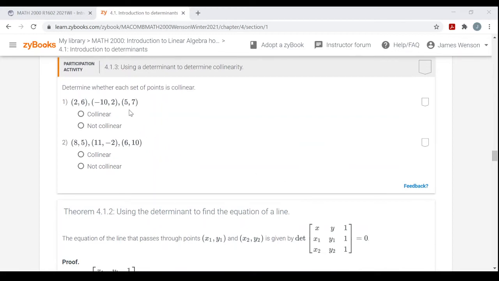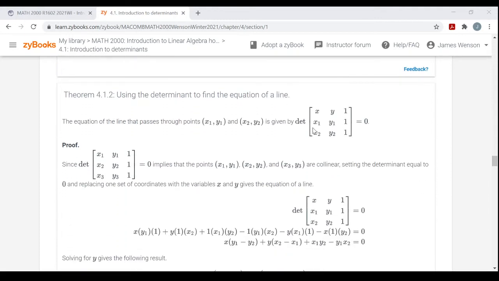They have an activity here where you're doing the same thing. Again, you can figure it out without the matrix, but I would say try using the matrix to figure it out, because it'll just give you more practice in finding 3 by 3 determinants.